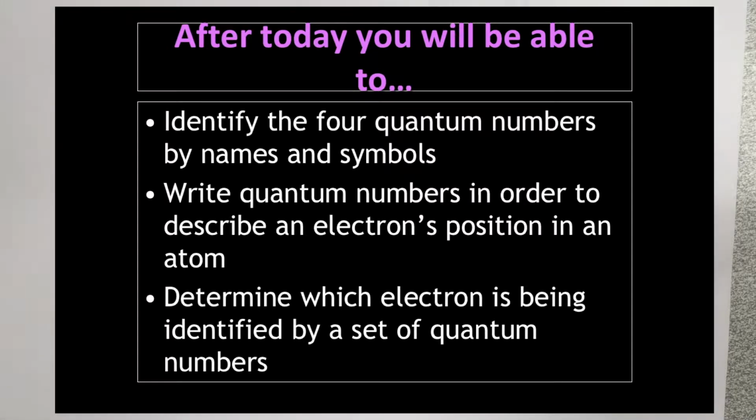So today, there are 4 quantum numbers. We're going to be able to identify them and what their names are, what their symbols are, and what they represent. We're going to be able to write the quantum numbers to describe the electron's position in an atom, and identify any electron based on quantum numbers. You know how we can either write the electron configuration for an atom, or identify an atom based on its electron configuration? We're going to go backwards and forwards on quantum numbers as well.